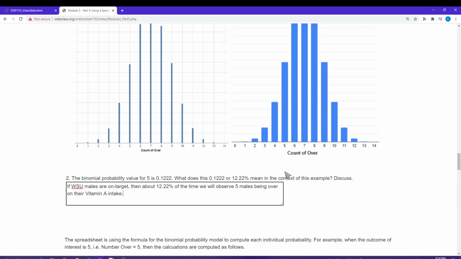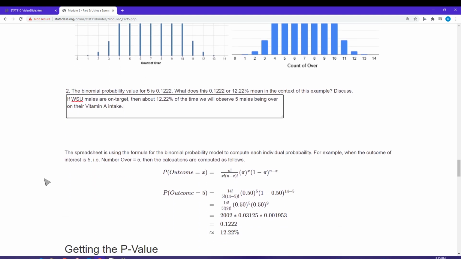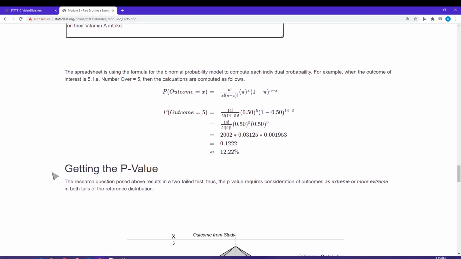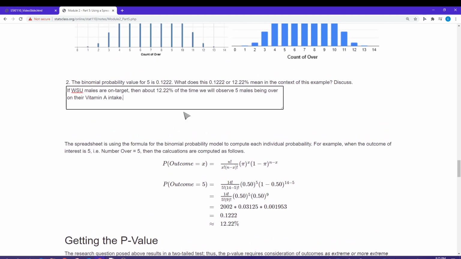If we're going to do p-value type stuff, I need to worry about the probability of 5 and the probability of 4, probability of 3 and 2 and 1 and 0. And then if it's two-sided, I have to worry about the probabilities on the other side as well. So we'll have more about that down below here. Here's what the formula would look like if I was interested in computing the probability for 5.